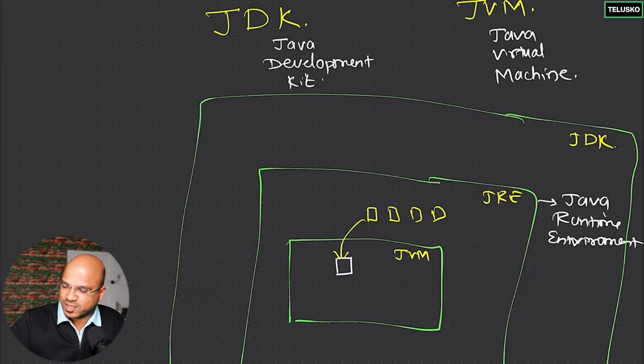JDK will have everything, JRE and JVM. And in JVM, you execute the code. Now, in the next video, we'll try to expand more on JVM. So what happens inside the JVM? Let's see that in the next video.